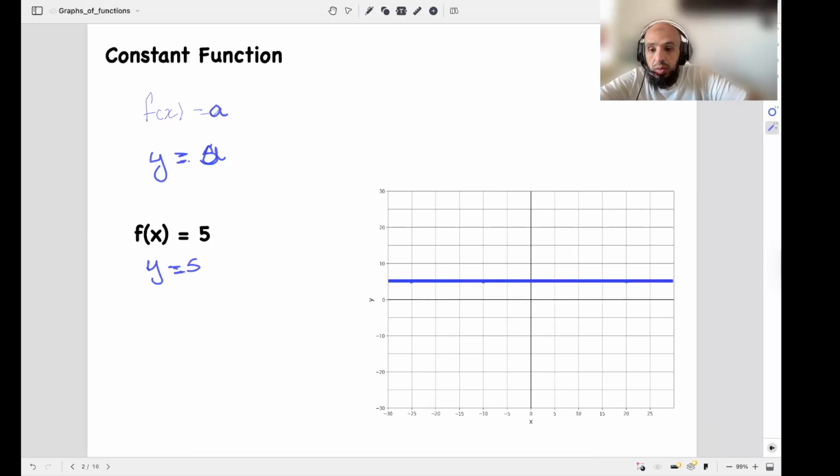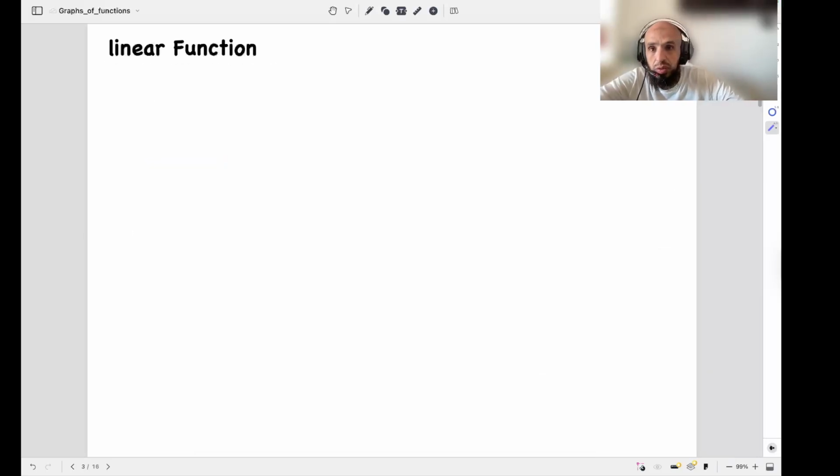Now if we switch to the linear function, the linear function is one of the very famous functions because it's called linear because it's represented by a straight line. Any function of the form f of x equals ax plus b is called a linear function, and it is a first degree function because the maximum exponent of x is equal to 1, and here a cannot be equal to 0, because if it is equal to 0 we will go back to the constant function.